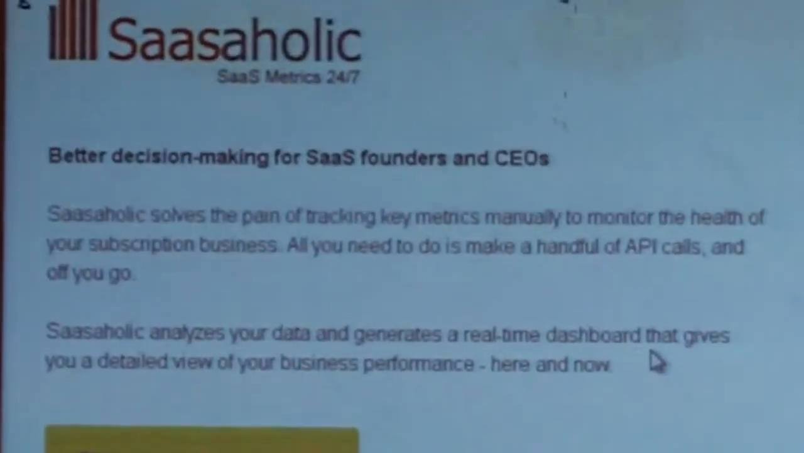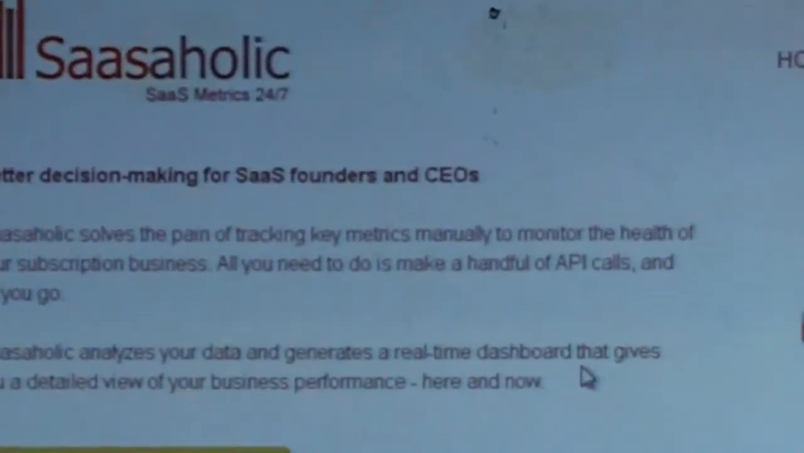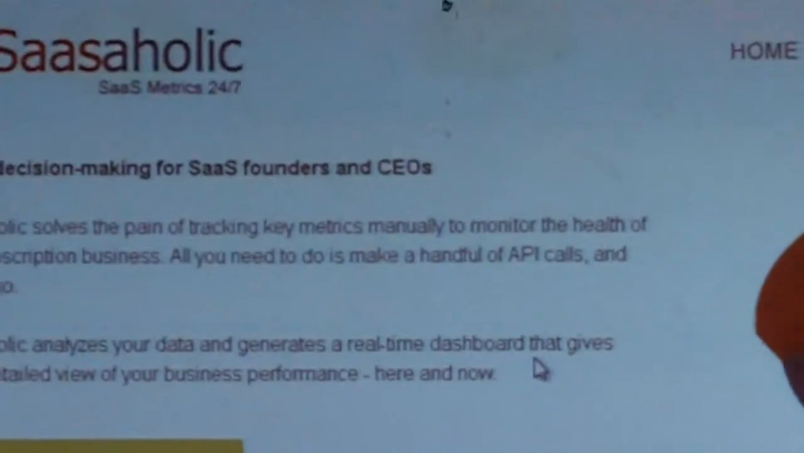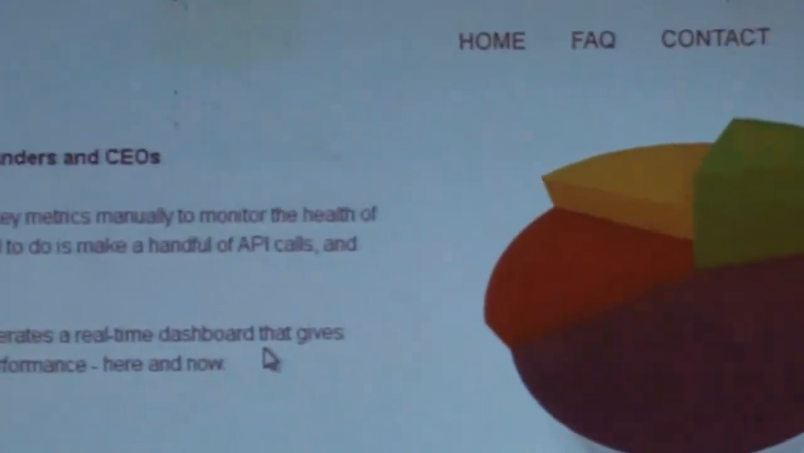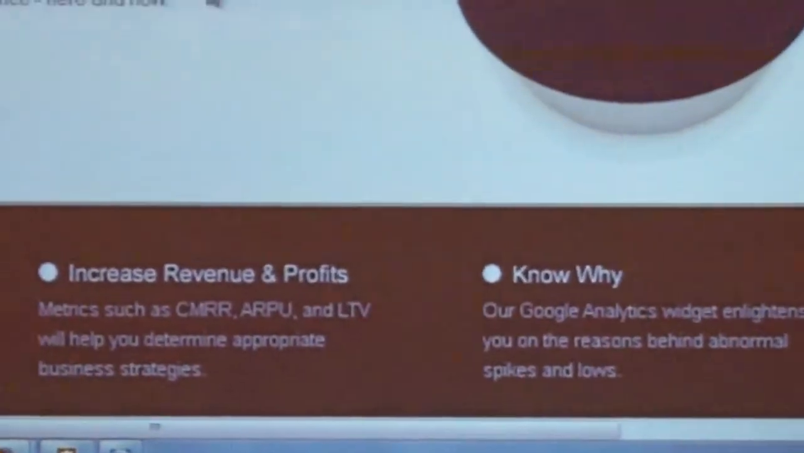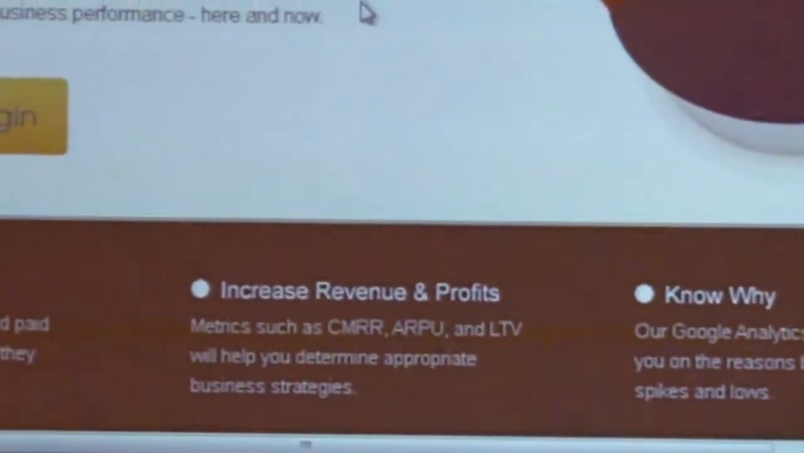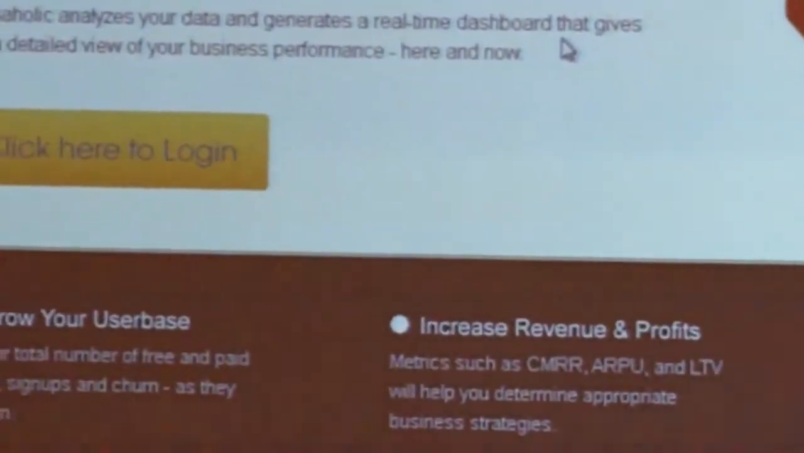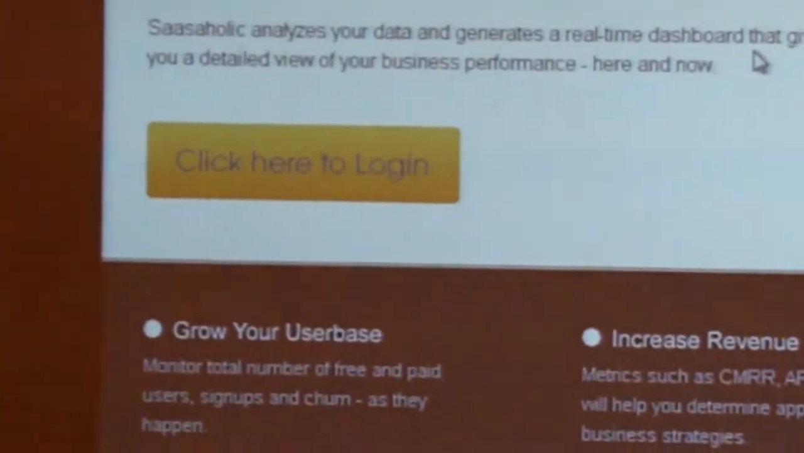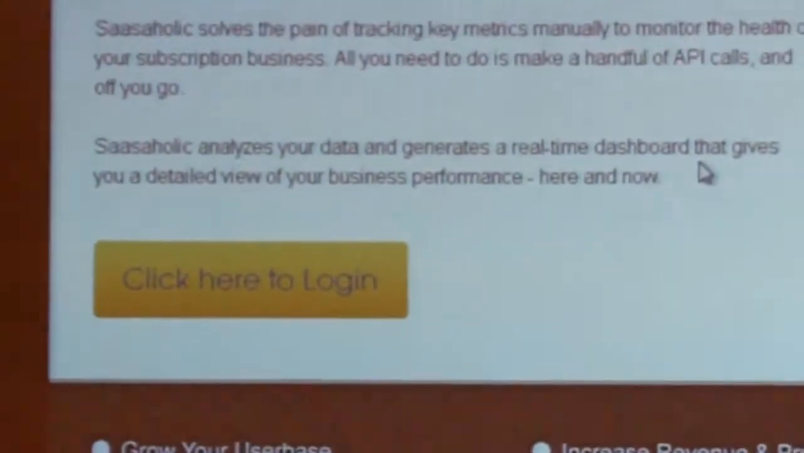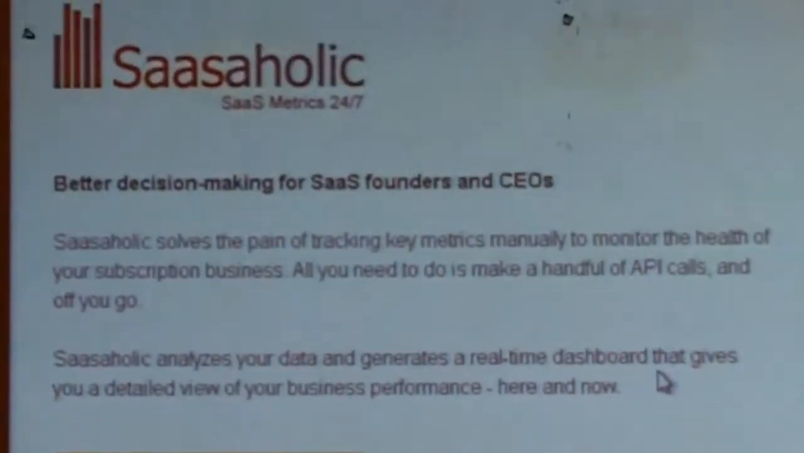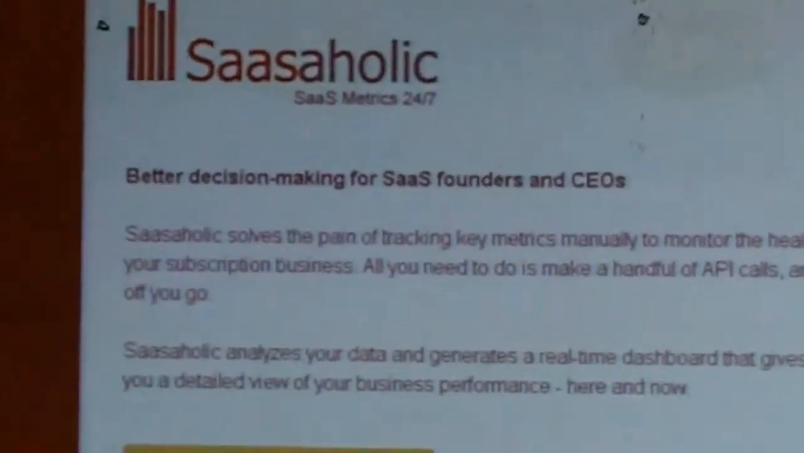You have metrics like contracted monthly recurring revenue, which I'll show you in a minute, average revenue per user, lifetime value as well. And another thing that the product does is that, using a Google Analytics widget, we help you contextualize abnormal spikes and lows in your business.